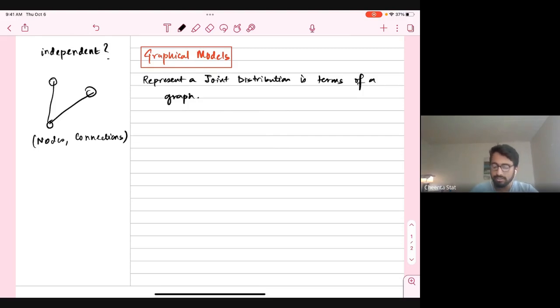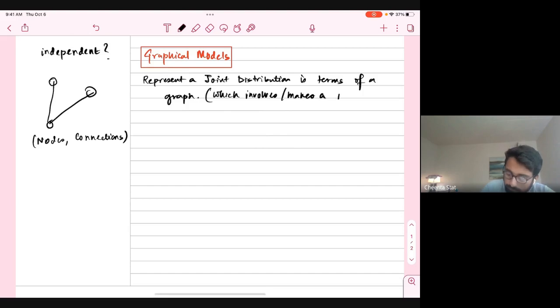Also, the joint distribution of certain random variables involves relationships between the random variables, right? That's the whole point of a joint distribution. It involves a relationship of these random variables, so it makes a picture of the relationship. So how is the relationship formed?